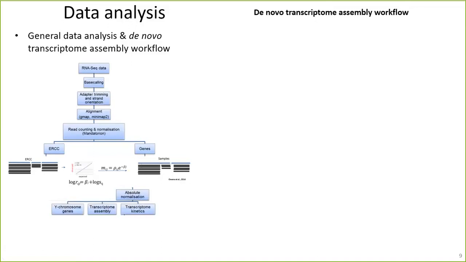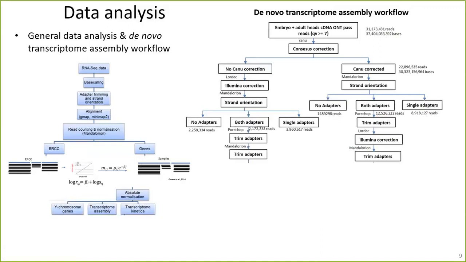So this is the de novo transcriptome assembly workflow. I will not go through the whole workflow, but I'll just highlight a few points. We had reads from the embryos and from the adult heads. And in total, we had about 31 million reads. So the first step we performed was error correction by consensus using Canu, and following that, we get reads that have adapters on both ends. We call these full-length reads.